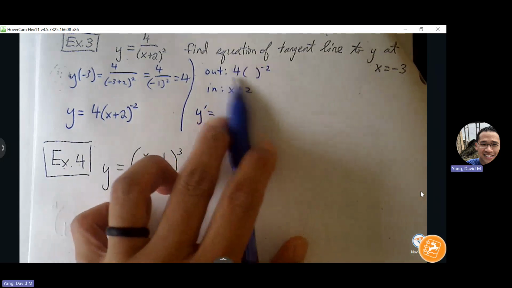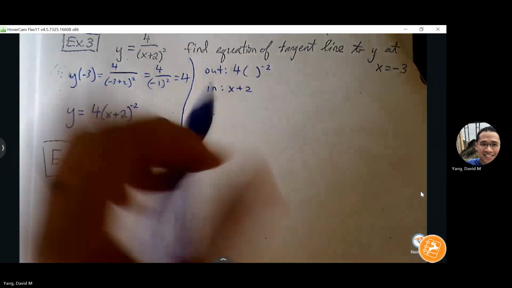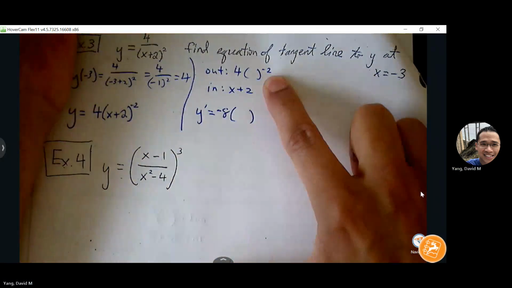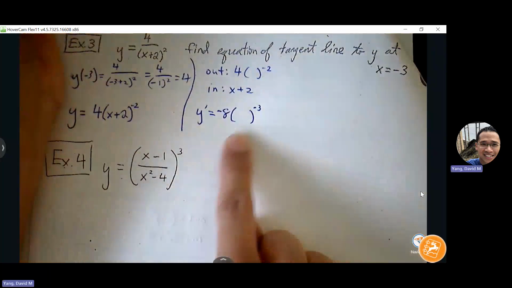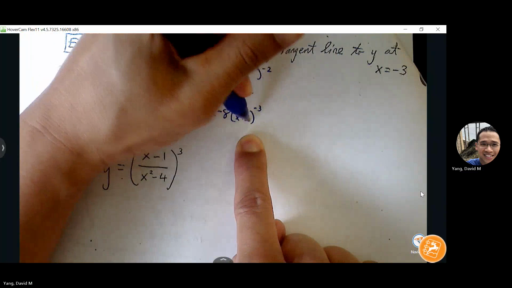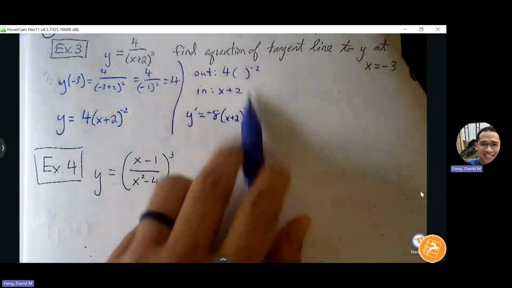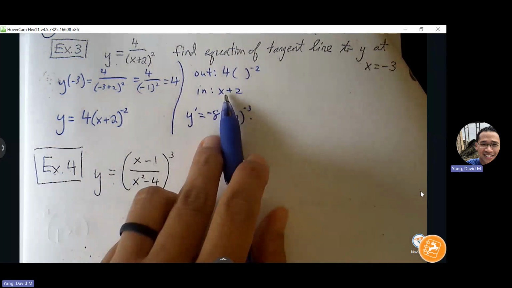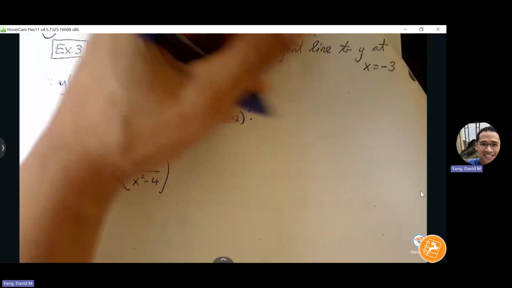Okay, so what's the outside derivative here? -8 parentheses to the, good. What goes in here? No changes. Okay, we took care of the outside derivative. The inside derivative is going to be in its own separate space. What's x plus 2's derivative? This one.